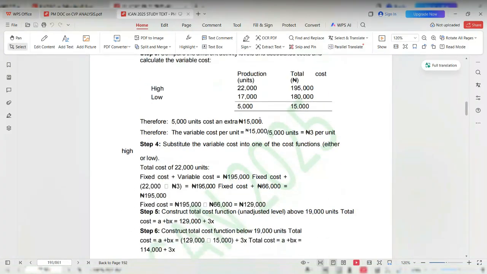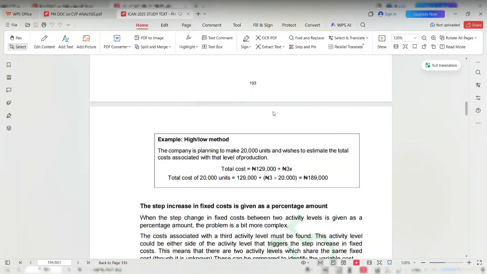Try to check it so that you will be able to separate the cost into fixed and variable cost. And there are also some situations whereby they will tell you that they will give you a particular unit. They will ask you to calculate total cost for that particular additional unit. Let's see. The company is planning 20,000 ahead. This is just an example of what I'm expecting. So the company is planning to make 20,000 units and wishes to estimate the total cost associated with that level of activity. So let us try to solve that question so that we can use this particular information.